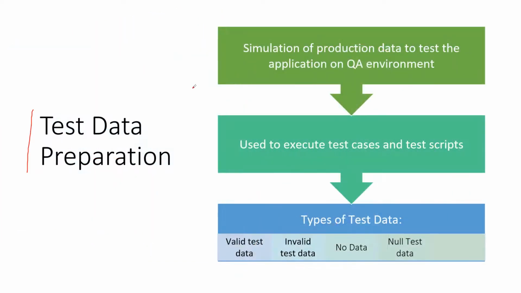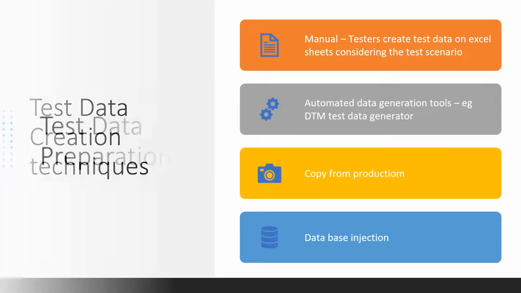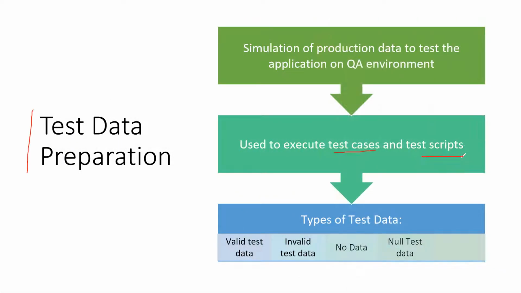Okay, so that's what I said, simulation of production data to test the application on the QA environment is called test data preparation. It will be used to execute test cases and test scripts. Can anyone tell me what is the difference between test case and test script? Test case is used in manual testing. Yes. In automation we say it is test scripts.